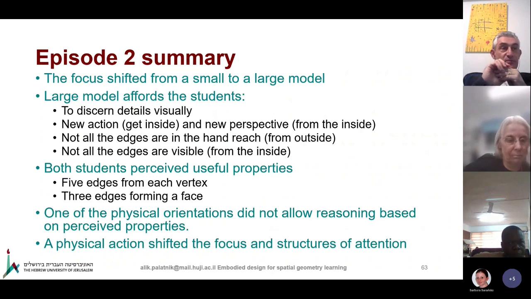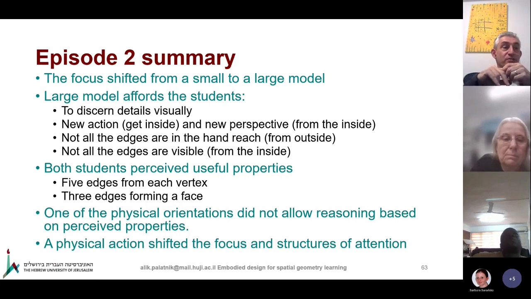The focus shifted from a small to large model. So it was a shift from different focuses. Large model affords the students to discern details visually. It enables new action to get insight and new perspective from the inside. Not all the edges are in hand reach from outside, but not all the edges are visible from the inside.